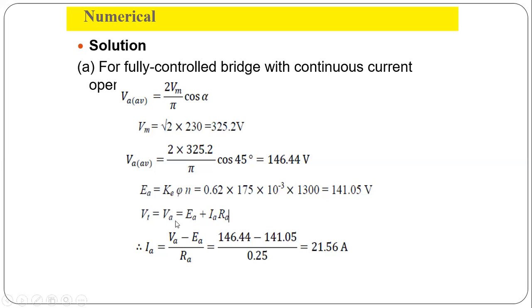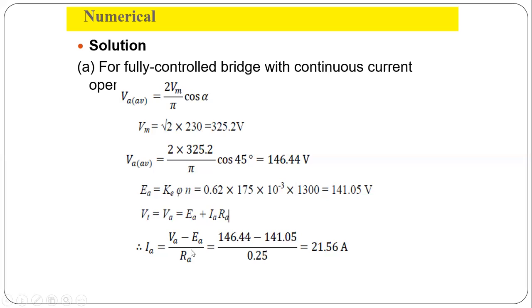Now we get the next equation, that is Vt, the terminal voltage or armature voltage, is equal to EA plus IA RA. In that we have to find out the armature current. So from this equation we can get the formula for the armature current, and this will be IA is equal to VA minus EA upon RA.